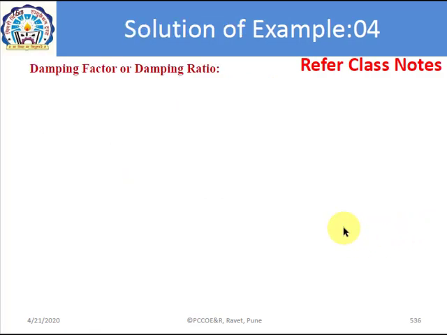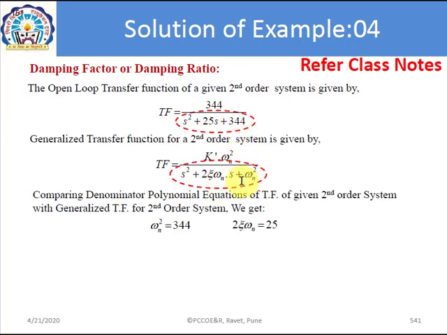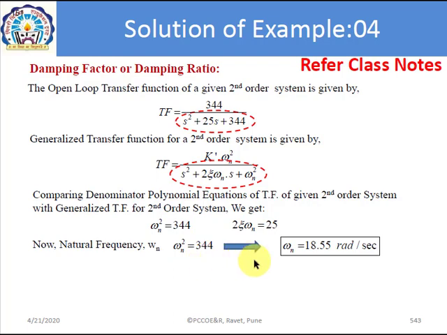So let us start solving this numerical, first for the damping factor or damping ratio. The open loop transfer function is given as 344 over s square plus 25s plus 344. If you compare the denominator polynomial with the standard form, omega n square is equal to 344 and 2 zeta omega n is equal to 25. So we can determine the natural frequency from omega n square equal to 344. If you solve this, omega n is equal to 18.55 radian per second.